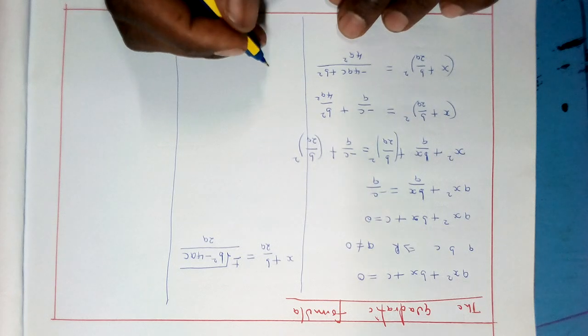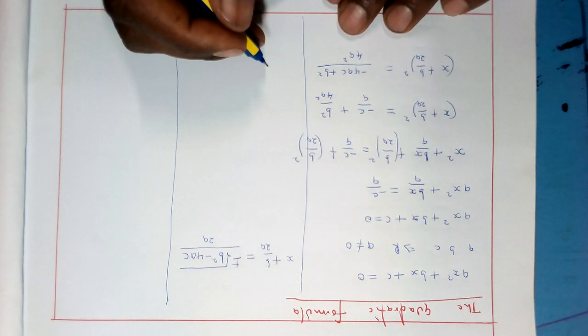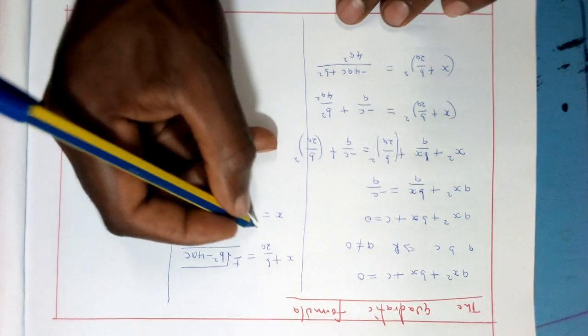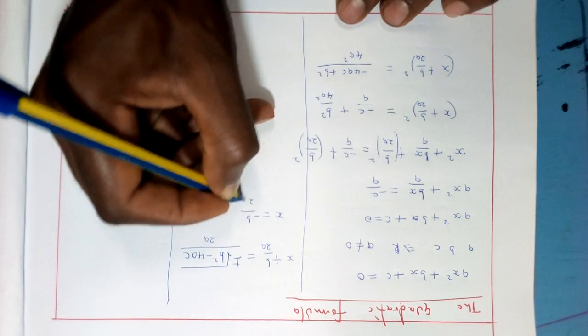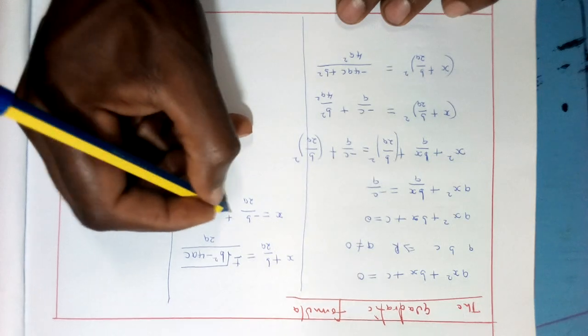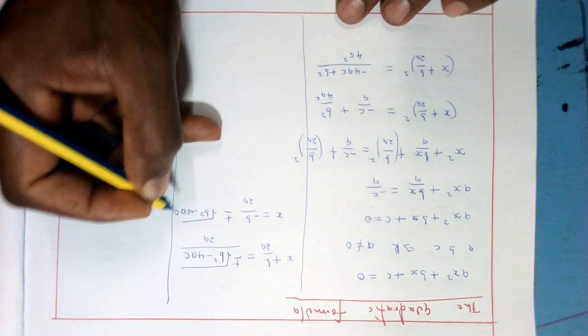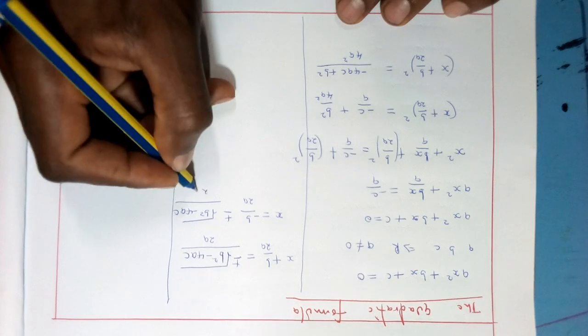And then therefore I'm going to have the value of x equivalent to negative b over 2a, plus or minus the root of b squared minus 4ac, and all of this is going to be over 2a.